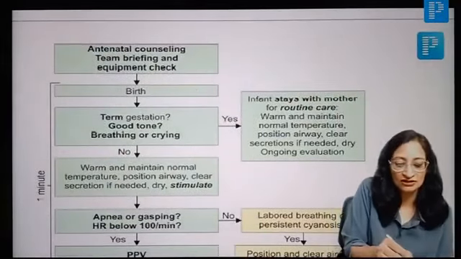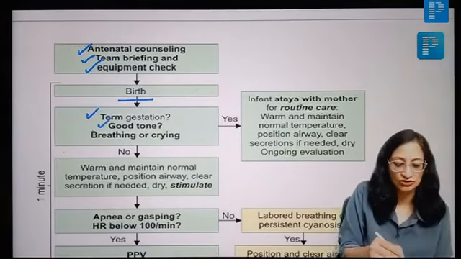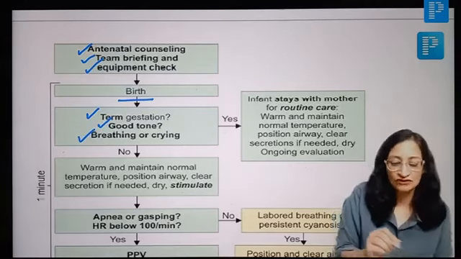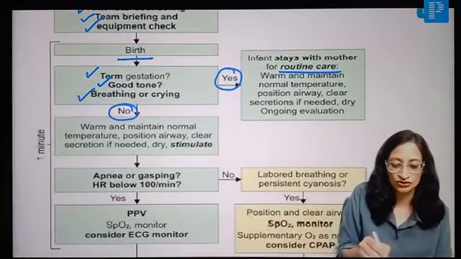It starts with antenatal counseling, team briefing, equipment check. Then the baby is born. You ask 3 questions: whether it is term gestation or not, good muscle tone, breathing or crying. Awesome. Most of you are answering correctly. A couple of you have answered properly. Please see again. If the answer to all the questions is yes, the baby stays with mother and gets routine care. But if the answer to any of these questions is no, you stimulate the baby.